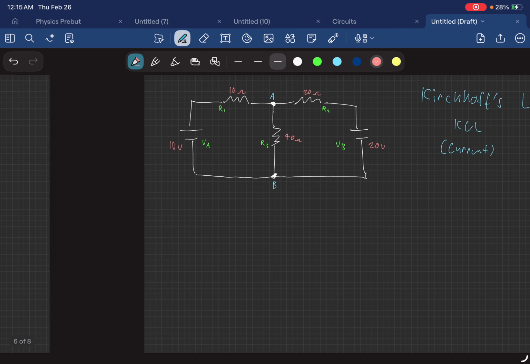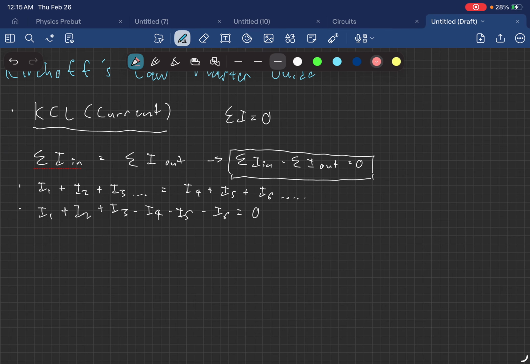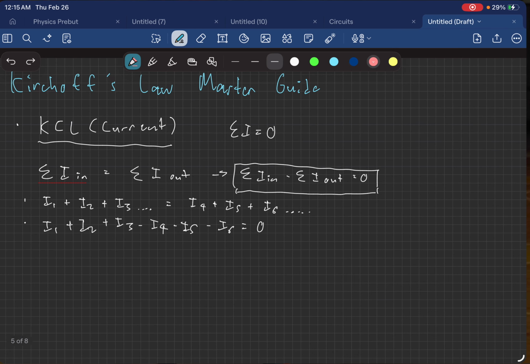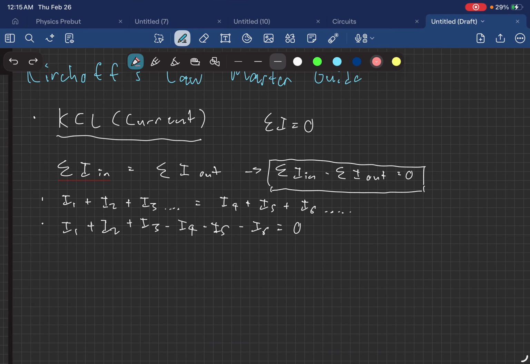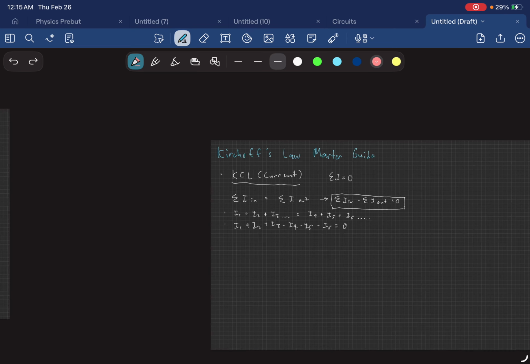The principle behind Kirchhoff's current law is that current in is equal to current out, and so the difference between current in and current out should be equal to 0. As denoted here, I1 plus I2 plus I3, this is your current in, is equal to I4 plus I5 plus I6. That is your current out. And so you transpose all of these on the right side, your current out, you get 0. So let's visualize that.